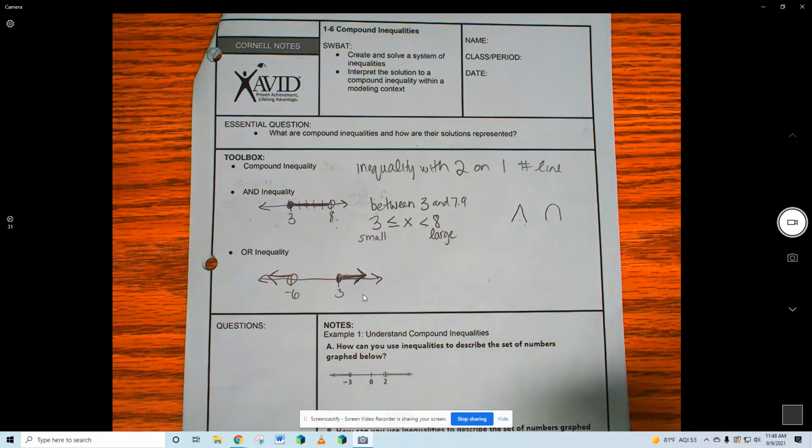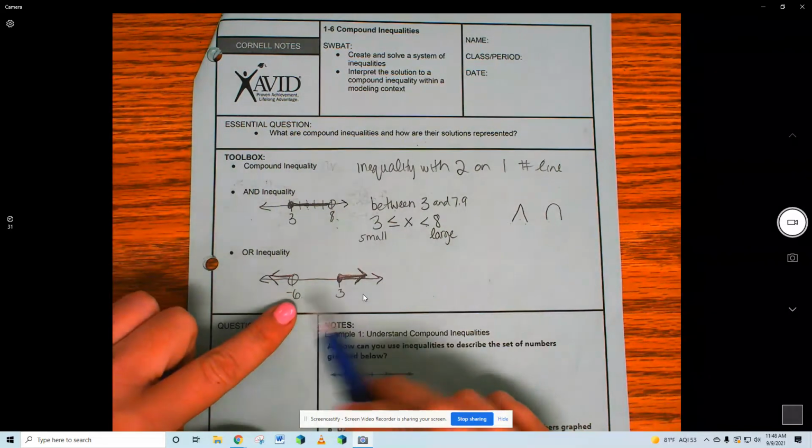So I have a song. Are you ready for my song? Yeah. So it's One Way or Another, which is an 80s song. And the arrows go in opposite directions.